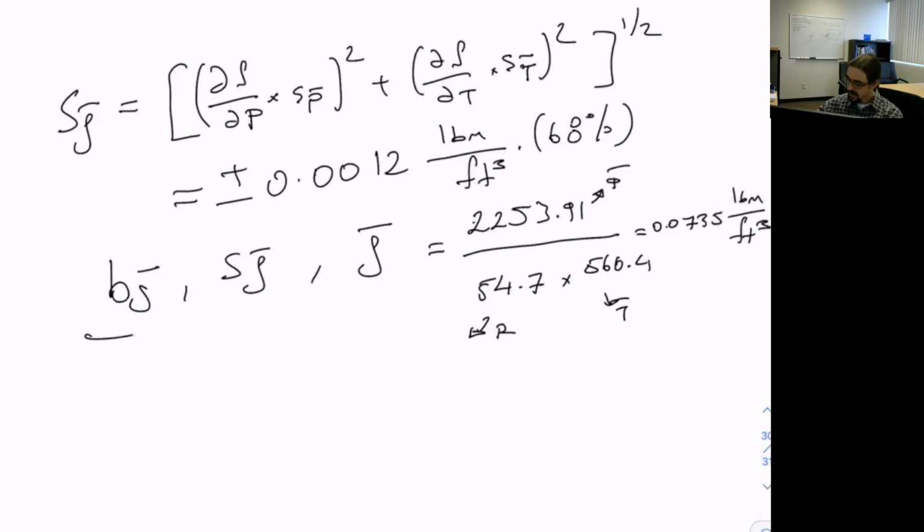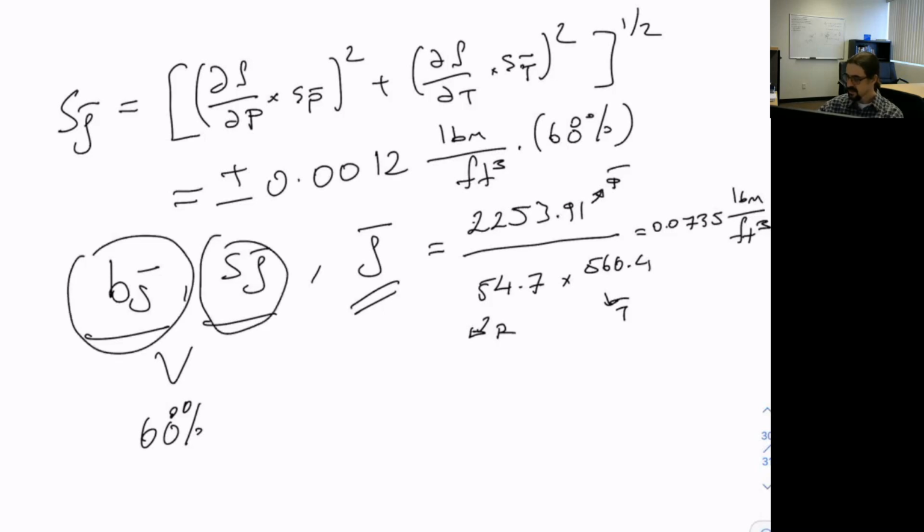Okay, so we have the systemic error, we have the random error. They both are at 68 percentile, which is great. And I have my average rho bar. All I need to do now is to combine the B and S to reach U rho bar. How do we combine the two? Now we have both of them at 68 percentile.